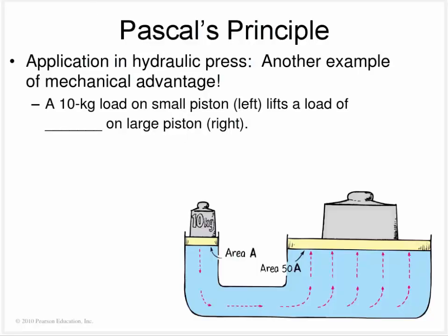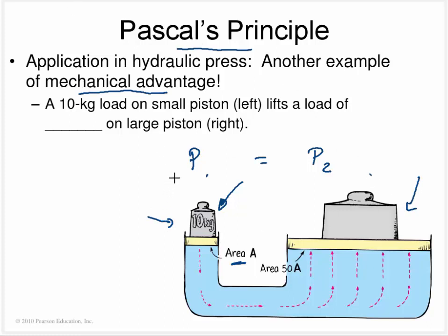Now, an application of Pascal's principle is going to be how a hydraulic press works. For example, if you take your car into the garage and they lift it up using a hydraulic press, what they're doing is they're actually taking advantage of mechanical advantage. So you could have a relatively small weight on a relatively small area, and essentially the pressure right there has got to be equal to the pressure right there. That's what Pascal's principle says. If you apply pressure right here, it's going to be the same as the pressure right here.